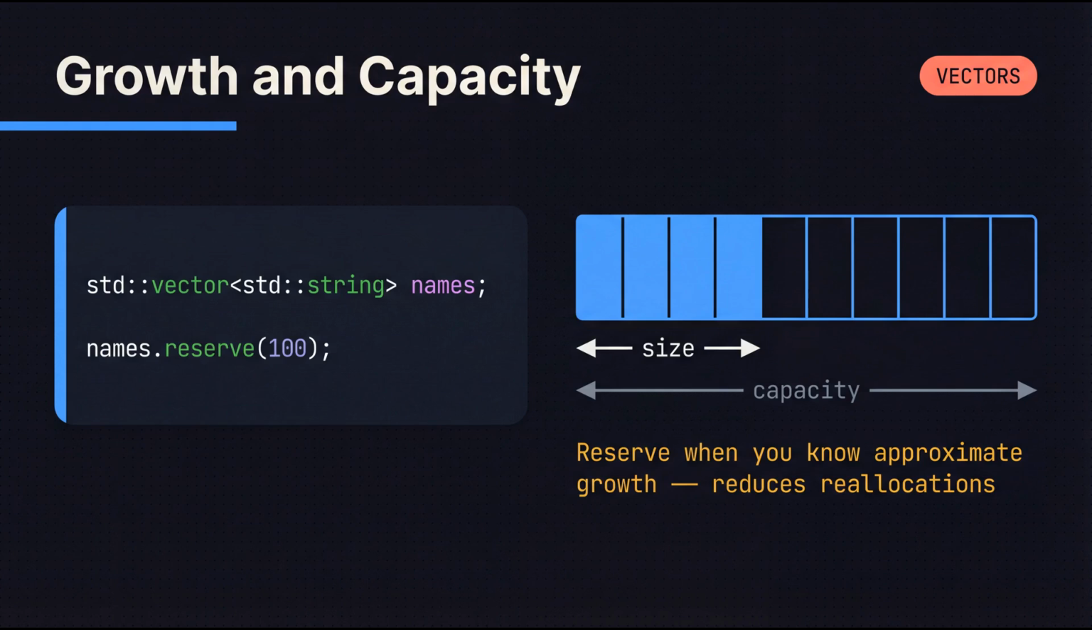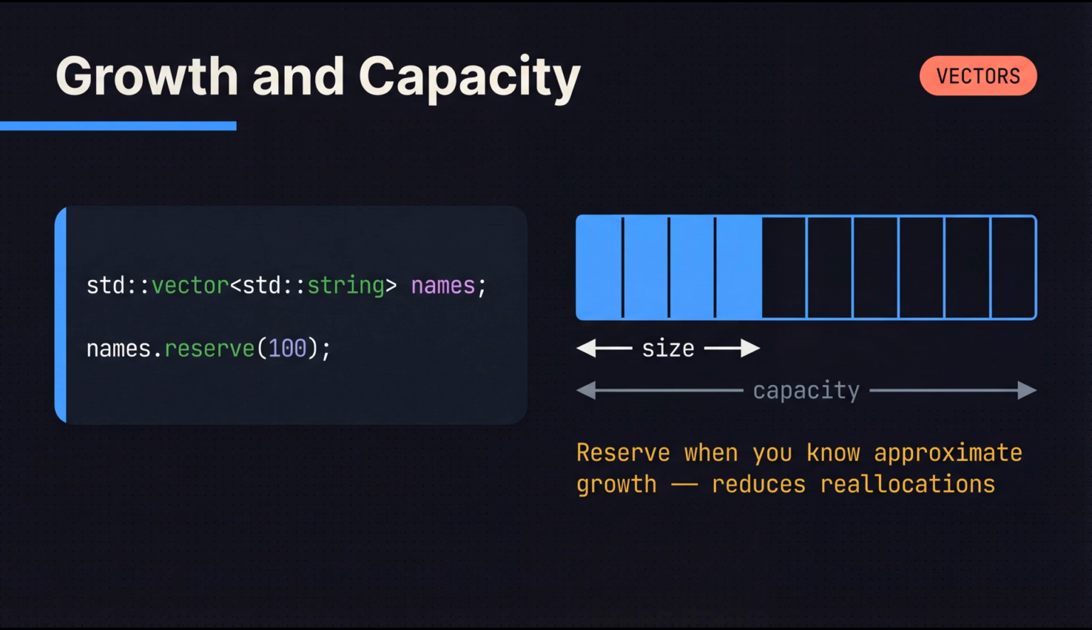Vectors grow automatically when you add elements, but each growth may require allocating new memory and copying all existing elements. If you know roughly how many elements you'll store, call reserve up front. vector<string> names, then names.reserve(100). This pre-allocates space for 100 strings without adding any elements.